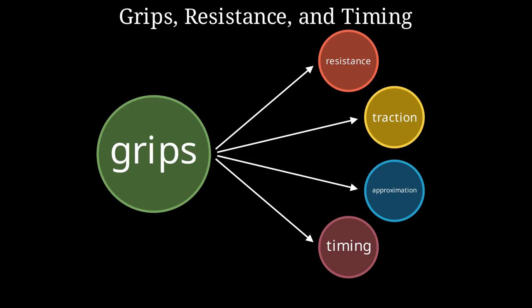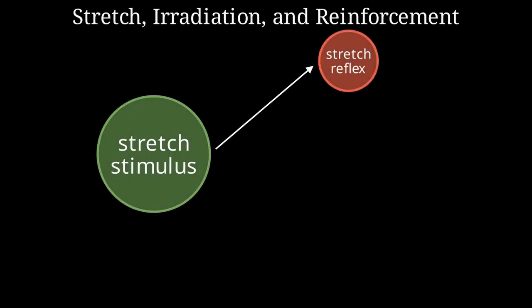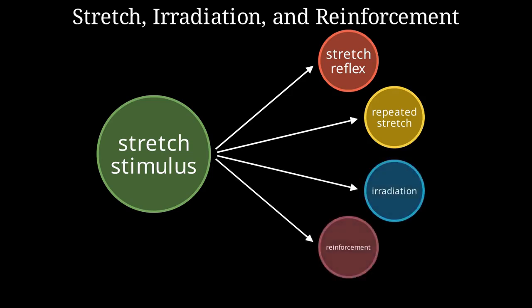Resistance is applied in an arc back toward the starting position. Traction is used at the beginning of motion and approximation at the end. Normal timing starts with hand and wrist movement, followed by the scapula, shoulder, and elbow. Stretch stimulus, with or without the stretch reflex, is used to facilitate movement. Repeated stretch during motion strengthens and guides movement.